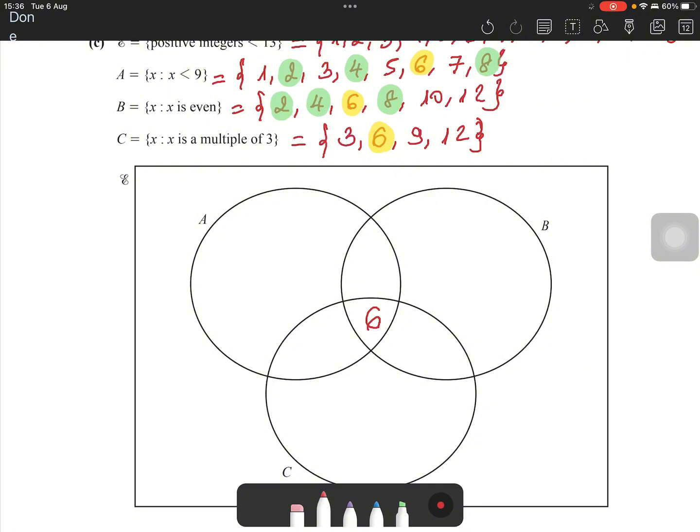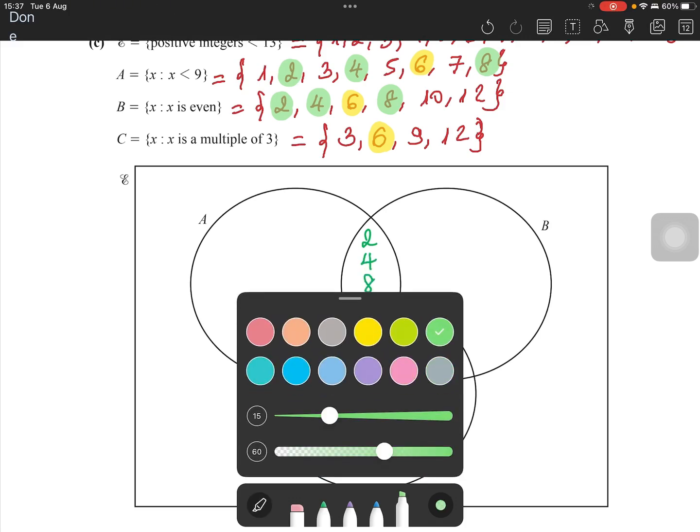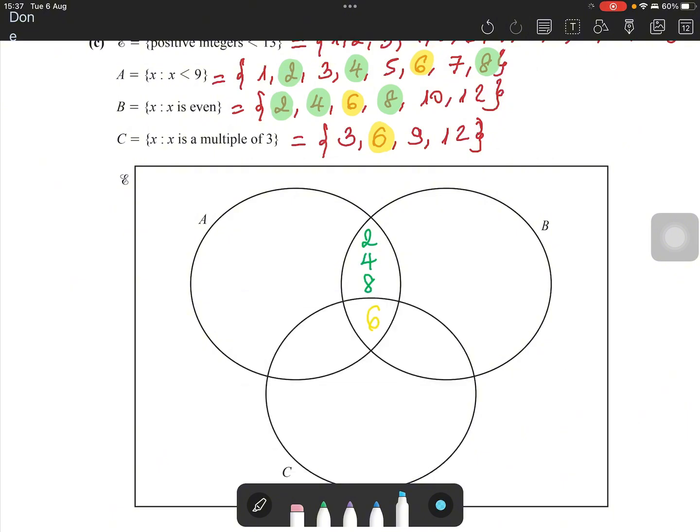So we'll write 2, 4, and 8 in the intersection of A and B. 2, 4, and 8. Next, we will check what B and C have in common. B and C have 12 and 6, but we already wrote 6, so we only have 12 left for the intersection of B and C.